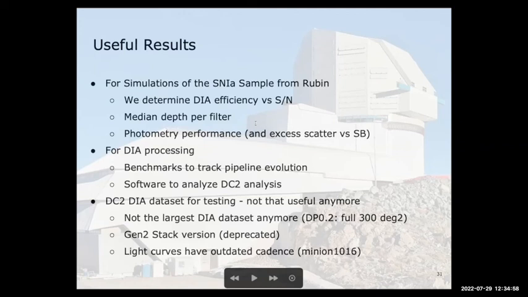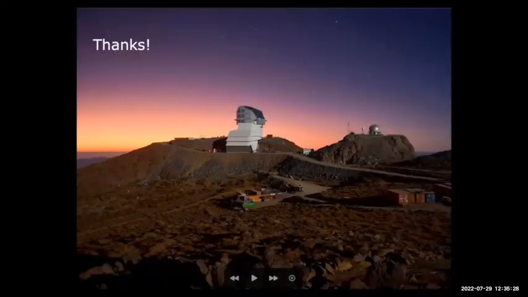And then finally, if you're in DESC, you can definitely use this data set of light curves to perform whatever analysis you want. There are so many things that maybe are not updated, but you can definitely use it. So the stack is not the current stack. It is not the largest DIA dataset anymore because DP 0.2 just launched, I think 1 or 5 weeks ago. And then the cadence. Yeah, if you have questions, thank you for listening.